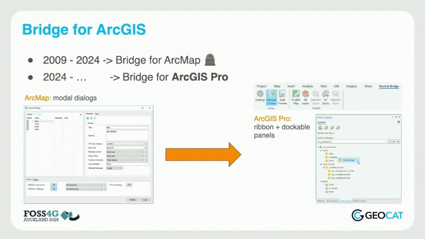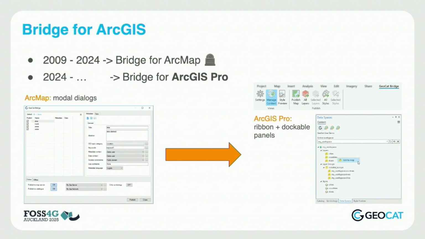What does it look like? So we had a bridge for ArcMap for quite a long time, starting in 2009. It actually started even earlier with a small extension on ArcMap that you could use to create map server files at that point. Then in 2024, we've started with having an ArcGIS Pro version. That's this. It moved from modal dialogues that pop up on your desktop to dockable panels.